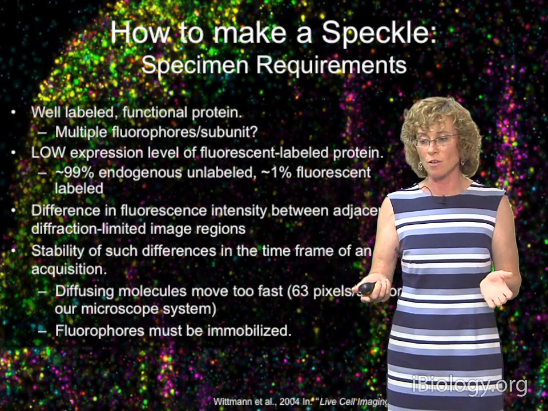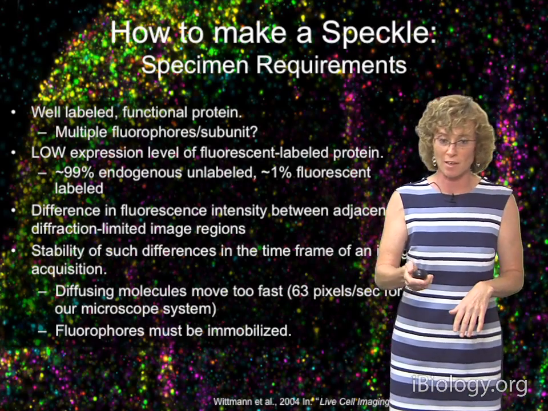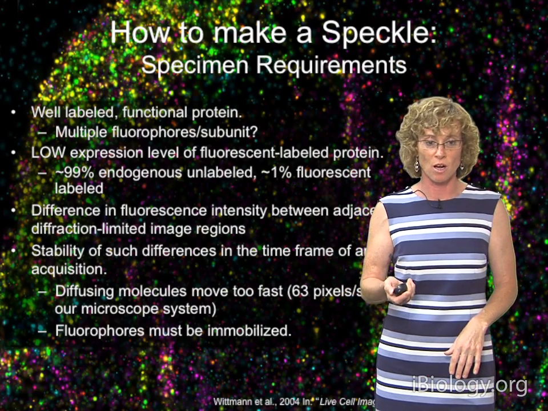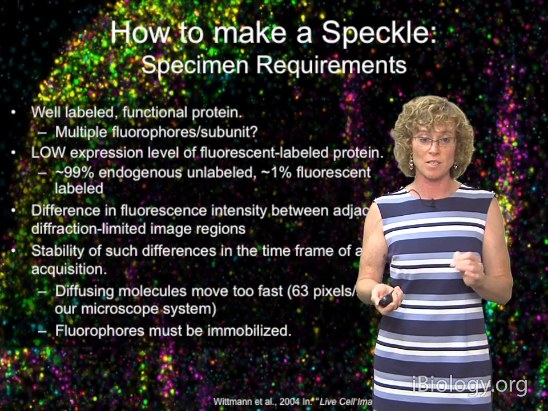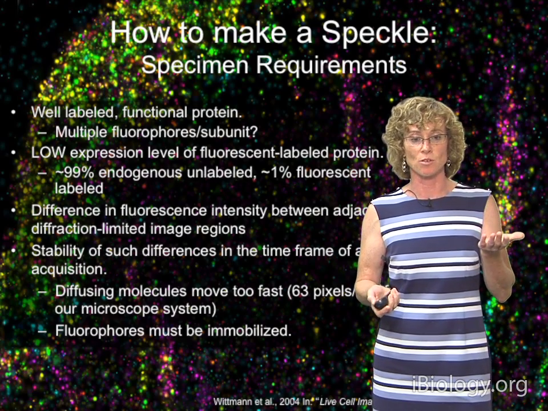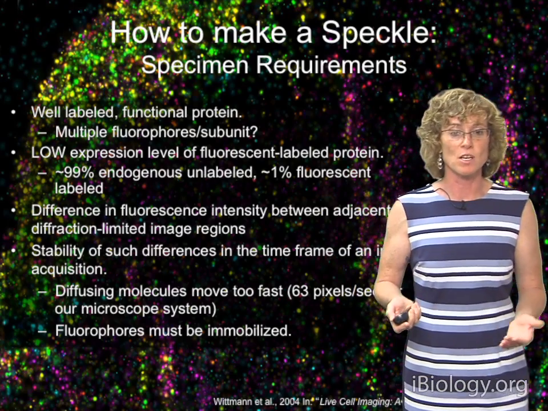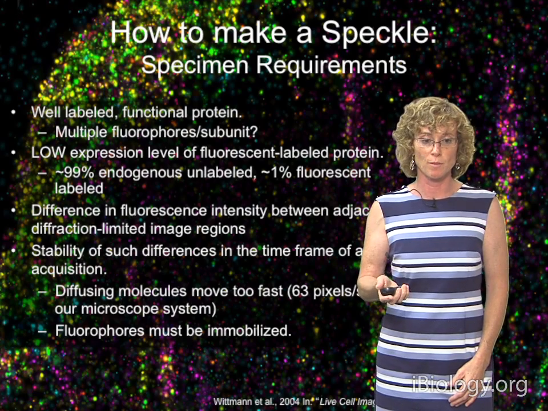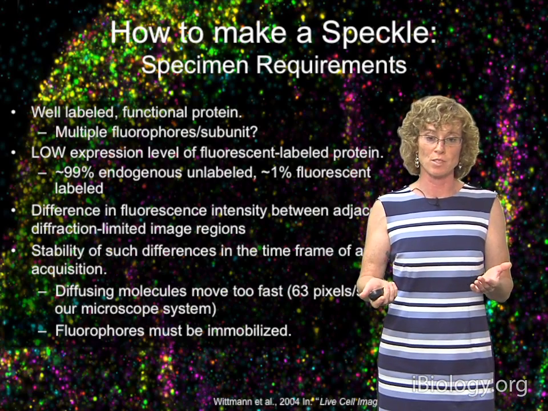You don't want non-functional fluorescent protein that contributes to soluble, diffusible background. We've messed around a little bit with putting multiple fluorophores per subunit on. You want a very low level of the fluorescent relative to the non-fluorescent, about 1% or lower labeled relative to 99% or greater endogenous unlabeled. Obviously, you need a difference in fluorescence intensity between adjacent diffraction-limited image regions, and you need these differences to be stable on the time frame of image acquisition.